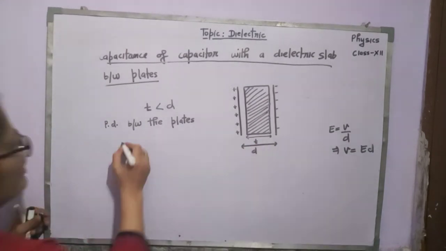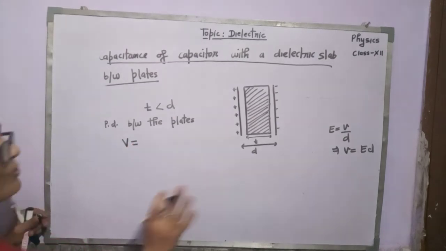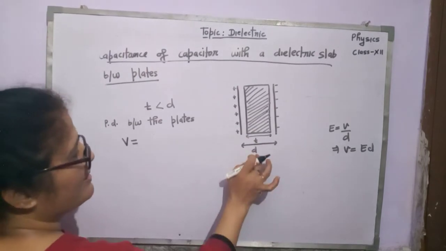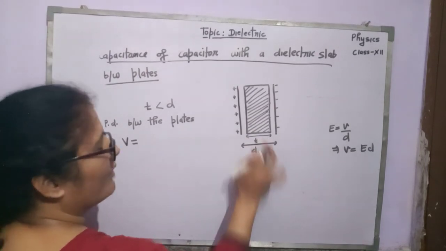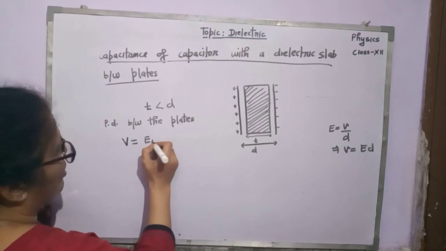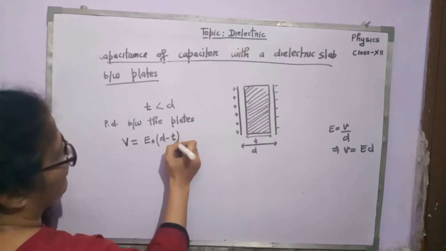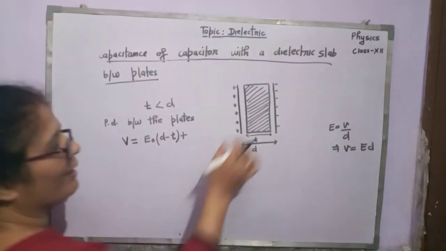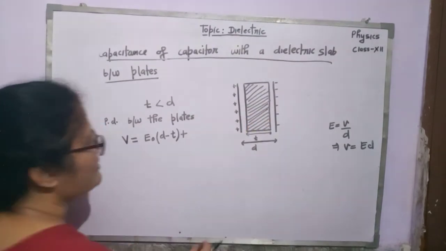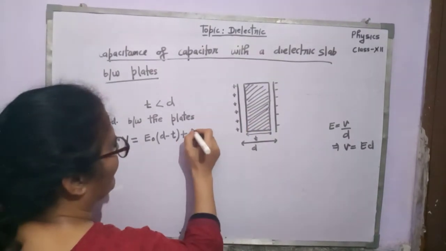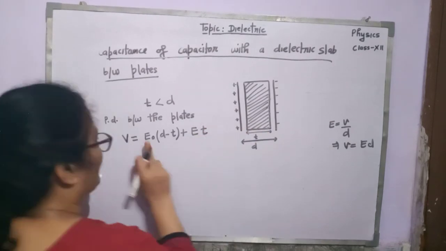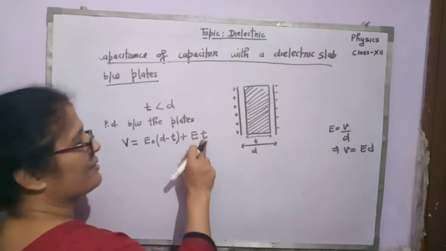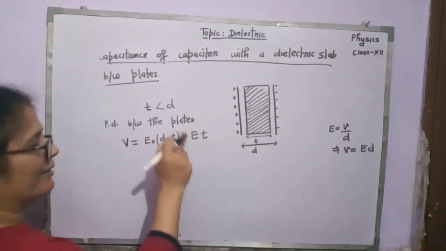Now the potential difference is denoted by V. V is equal to, now which portion is in the air? In air the thickness is d minus t and the electric field is E naught. That means E naught into d minus t, plus, what is the value of the electric field inside the dielectric slab? Reduced value. You can say E and the thickness is T. This thickness is in the air. This thickness is in dielectric. This electric field is in dielectric.